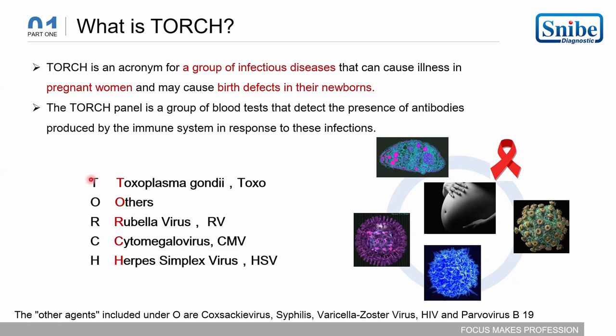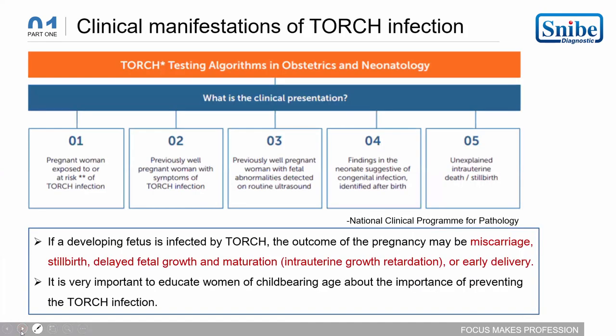So, what about the others? The other agents include Coxsackie virus, syphilis, varicella zoster virus, HIV, and parvovirus B19. These come under the TORCH profile as other parameters or screening assays needed to complete the TORCH profile in a pregnant woman.